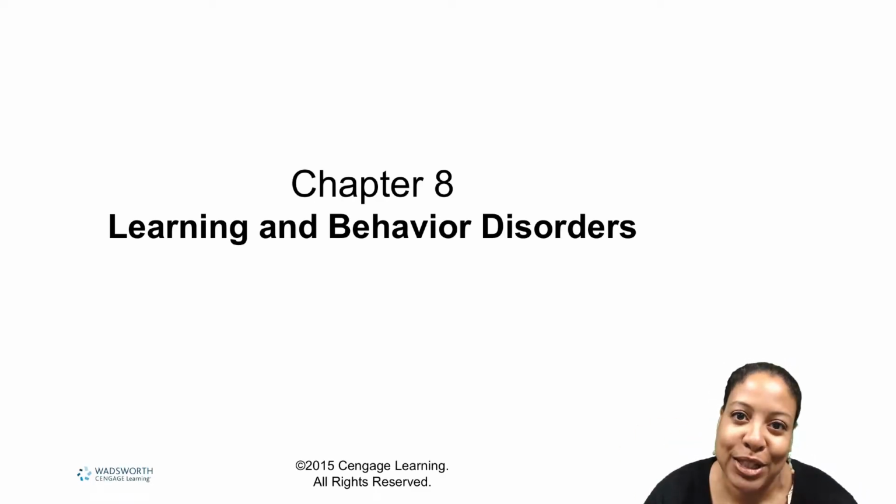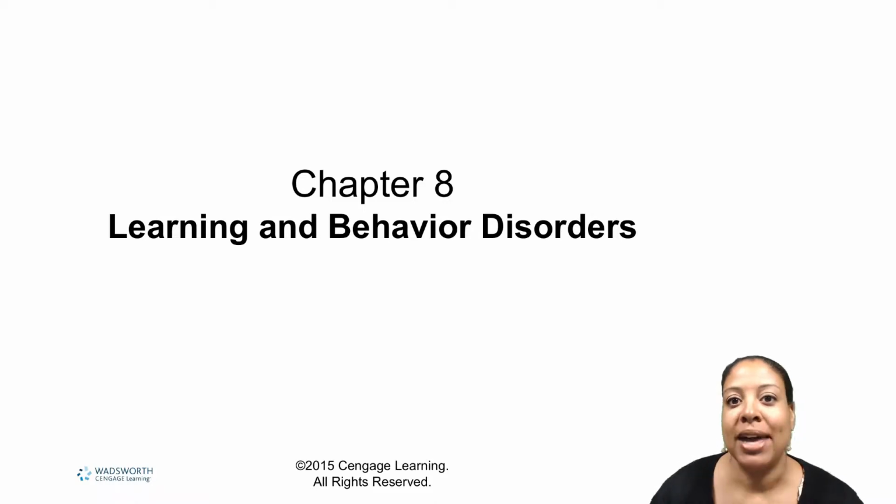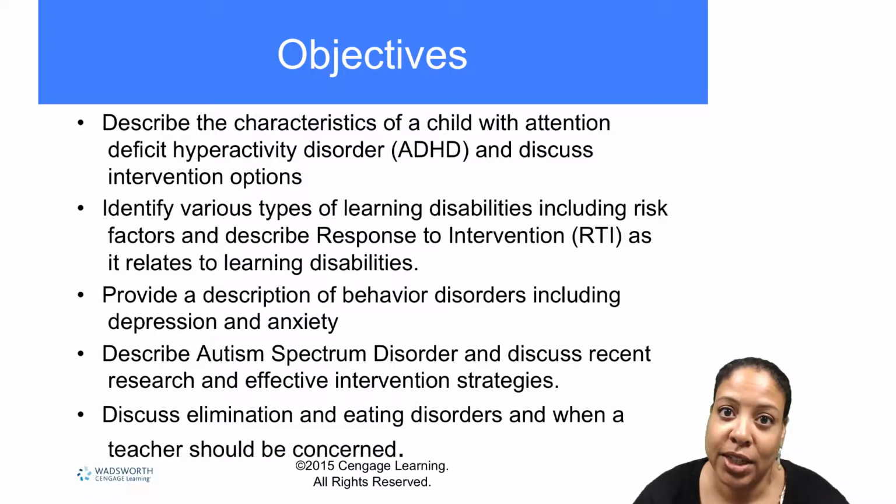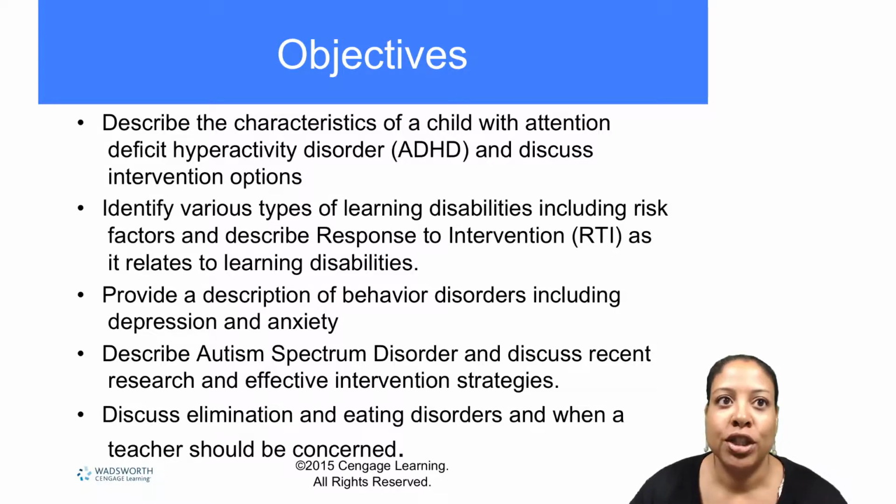Hi, child development students. Today we're going to be covering Chapter 8, which discusses learning and behavior disorders. Lots of objectives for this chapter. So starting with number 1, by the end of this chapter, you should be able to describe the characteristics of a child with attention deficit hyperactivity disorder, also known as ADHD, and discuss intervention options.